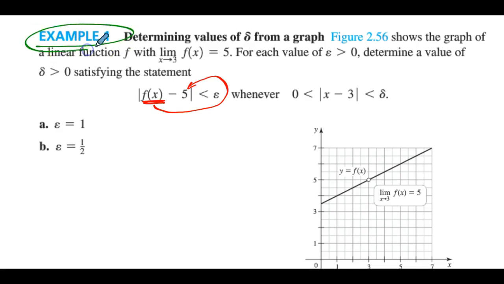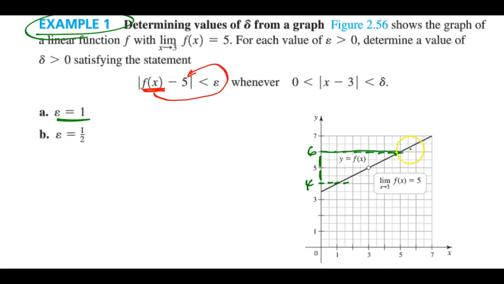And in example number 1, they say let epsilon be just 1. Well, 1 away from 5 is either 6 or 4. So there's one distance above and one distance below. And then so I'll try to name this point. It looks like this point might be 5 comma 6. And then this point is 1 comma 4.